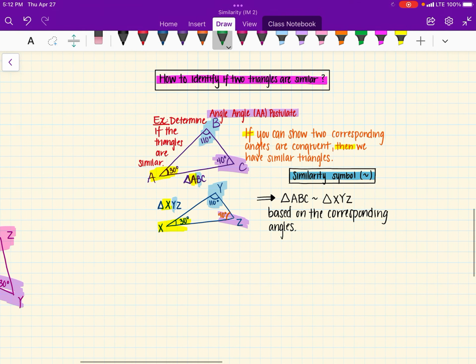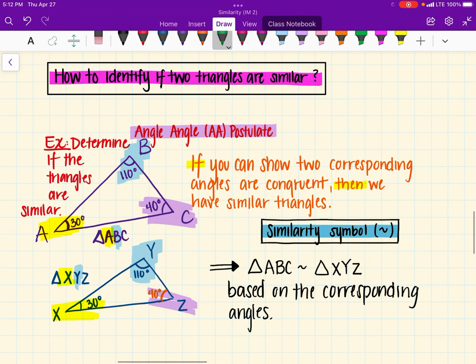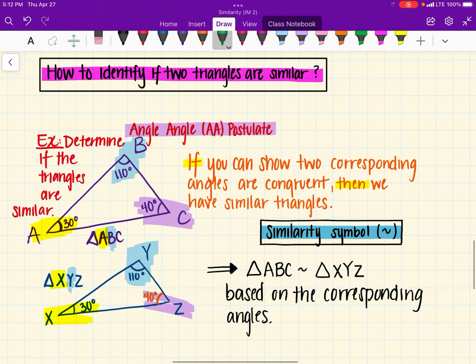Okay. And this is the last part of it, which is the postulate we talked about, the angle-angle postulate. It says that if you have two corresponding angles of a triangle equal to each other, or congruent, then we can determine similarity. And that would be the end of the lesson.